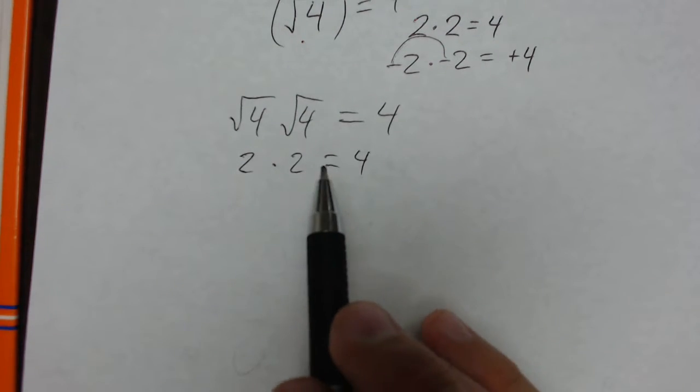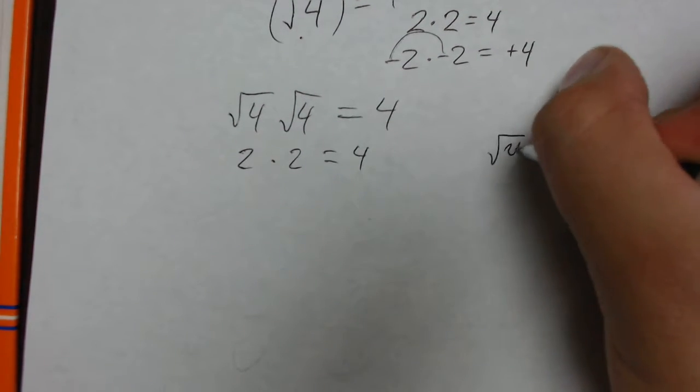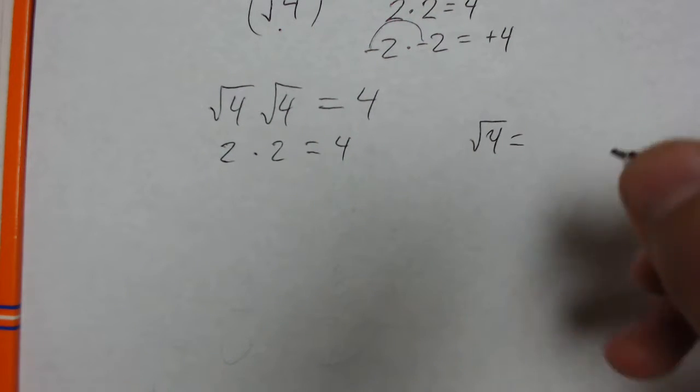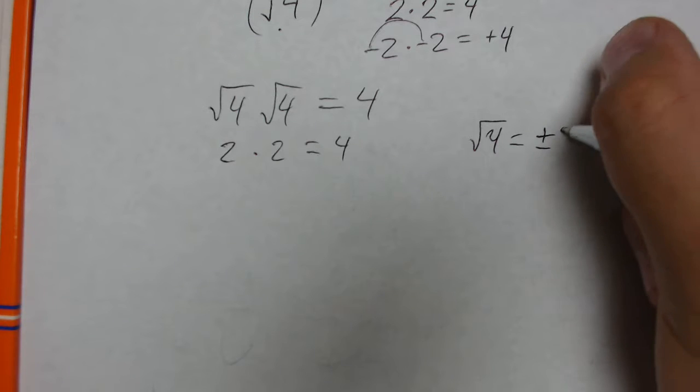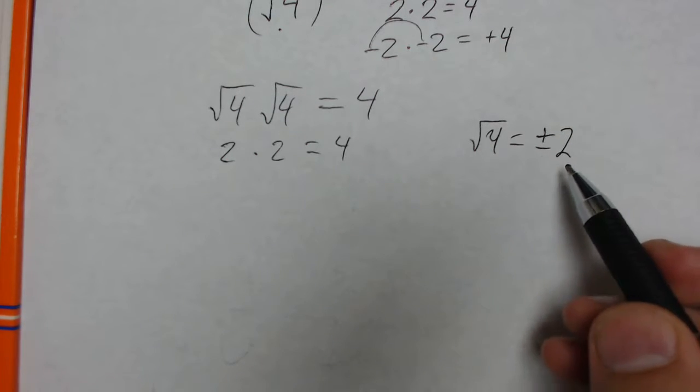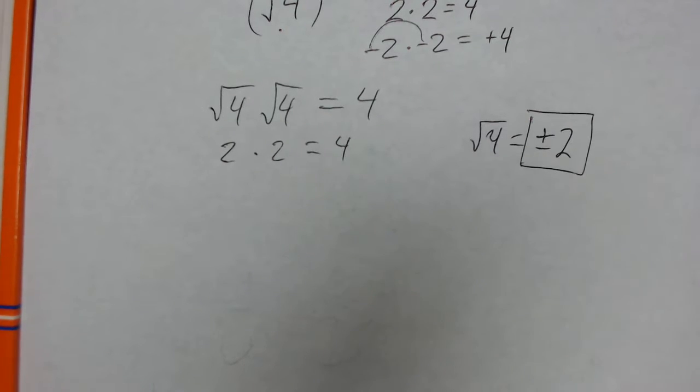So when we look at the square root of a number, like the square root of 4, and the book asks you, what is the square root of 4? Well, there are 2 answers. It's plus or minus 2. And we write it just like that. We put a plus sign on top of a minus sign, put 2. Our answer is plus or minus 2. So that's how square roots work.